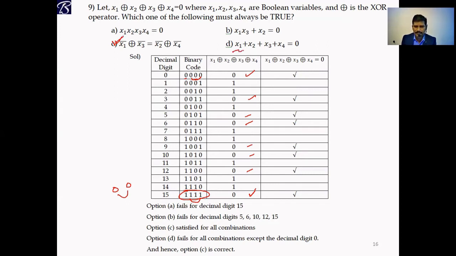And you can observe x1 plus x2 plus x3 plus x4 equal to 0. If you apply this operation, for digit 0, if you take this input, it is matched. 0 plus 0 plus 0 plus 0 is 0 only. But if you see, this is an OR gate. If any input is 1, the output becomes 1. So this is not matched because it is an OR gate, right? So option D is incorrect. So our conclusion is option C is correct.